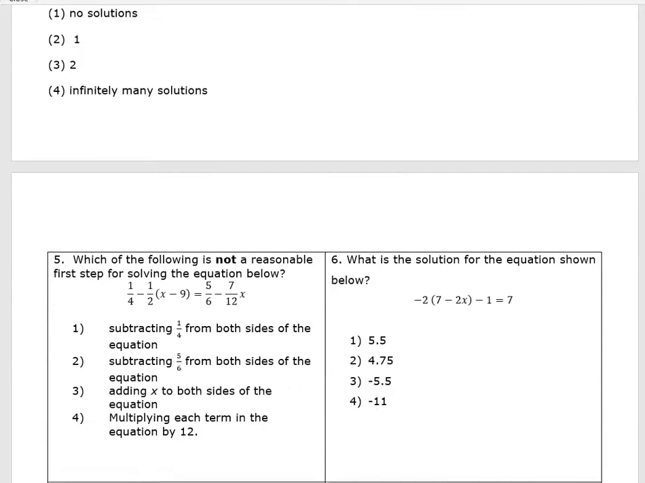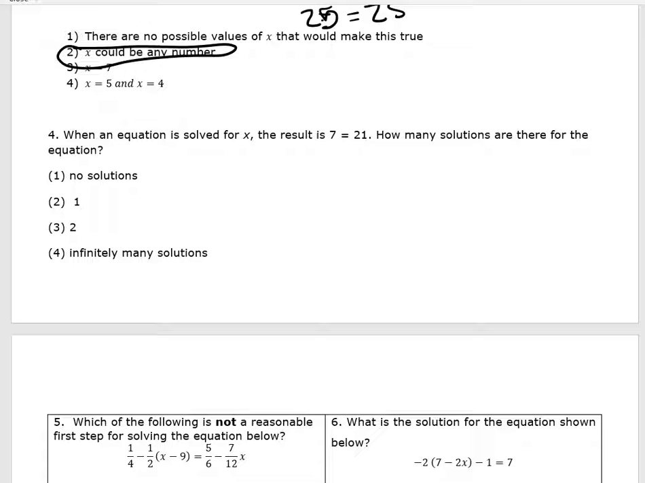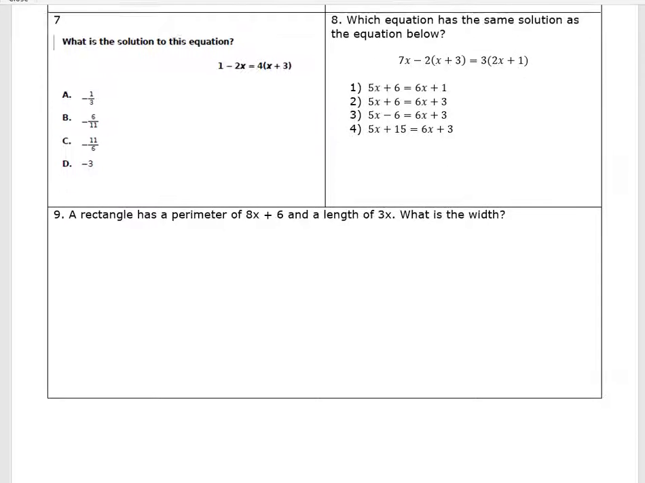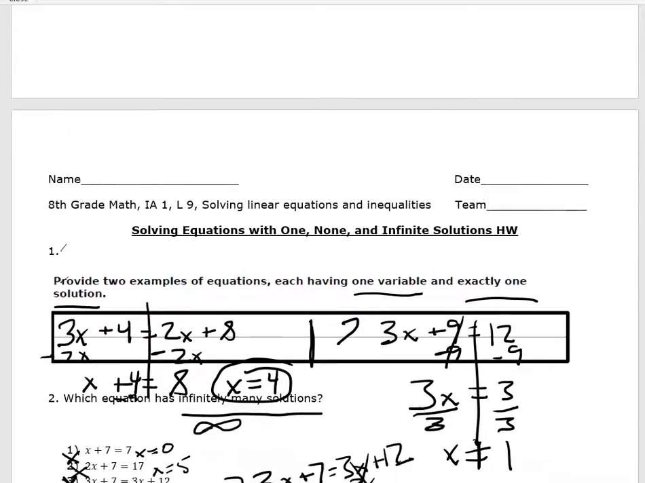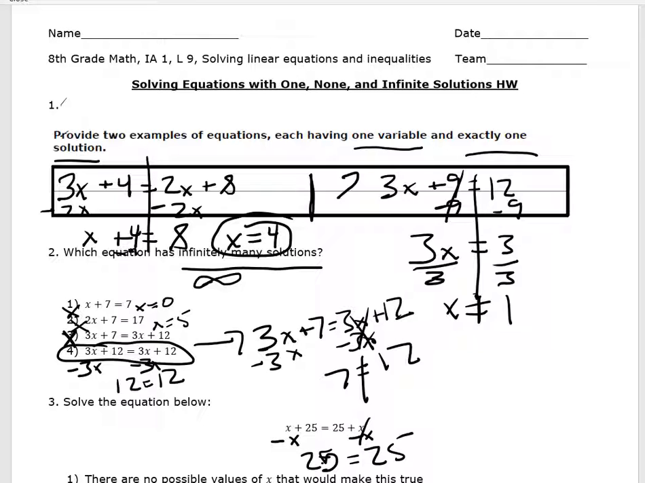All right, I'm going to let you guys do number 4 on your own because we've already kind of talked about that. And also I want you to remember to do this second page on your own. Today's objective was not as work intensive as yesterday's objective, but we do want to make sure that we understand these definitions because our equations are going to quickly become more complicated, and we're going to have to work them out to figure out whether or not they have 0 solutions, 1 solution, or infinitely many solutions.